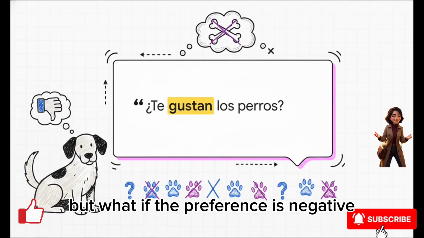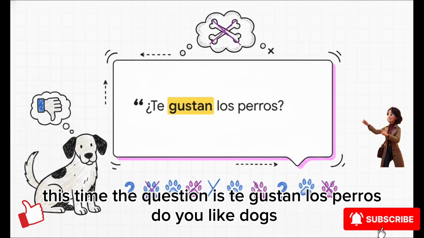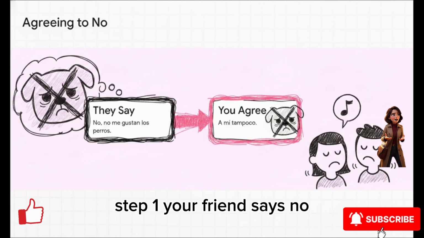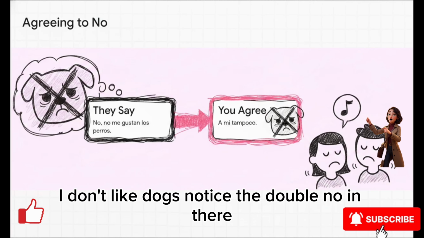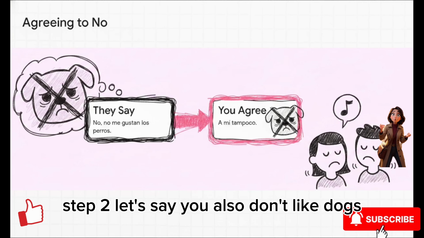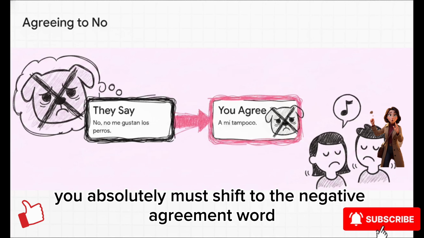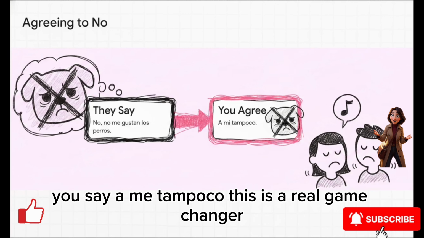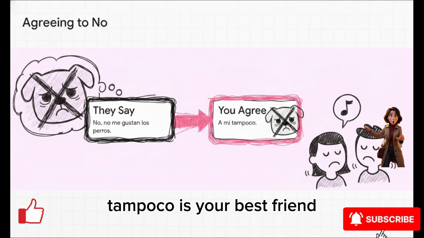But what if the preference is negative? Let's set up a second scenario. This time, the question is, ¿Te gustan los perros? Do you like dogs? Step 1, your friend says, No, no me gustan los perros. No, I don't like dogs. Notice the double no in there. Step 2, let's say you also don't like dogs. You want to say, me neither. Now, you cannot use también here. You absolutely must shift to the negative agreement word. You say, a mí tampoco. This is a real game changer. Whenever you are agreeing with a negative feeling, tampoco is your best friend.